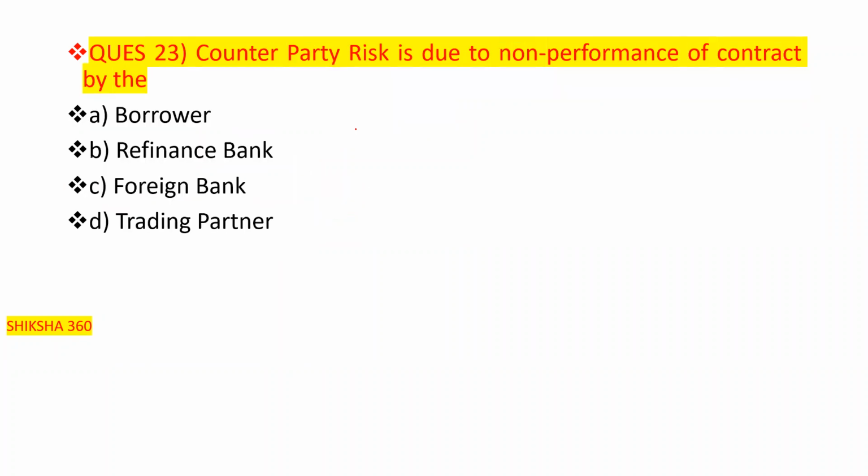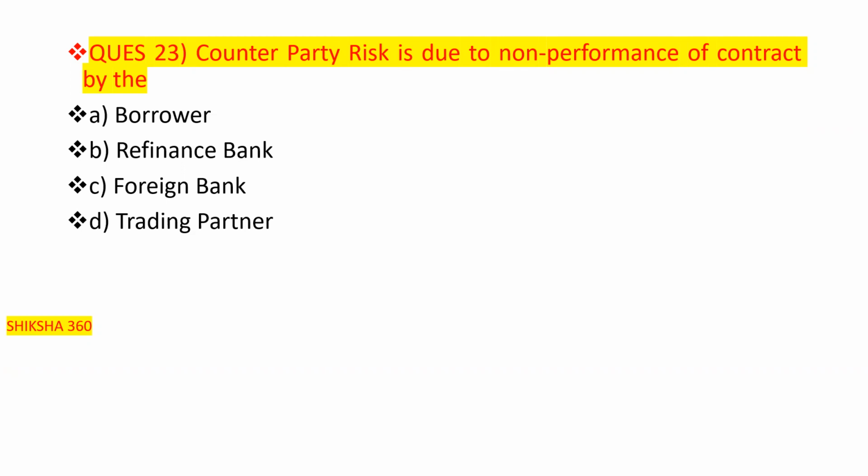Now move to the next question, question number 23. This type of question has been asked in one of the previous year examinations. Counterparty risk is due to the non-performance of contract by the borrower, refinance bank, foreign bank, or trading partner.